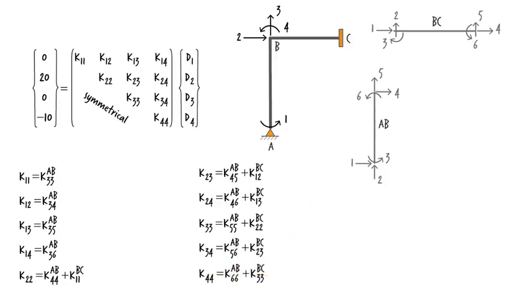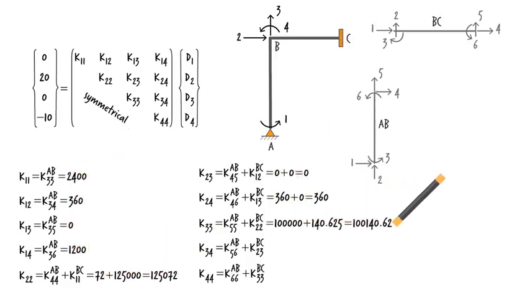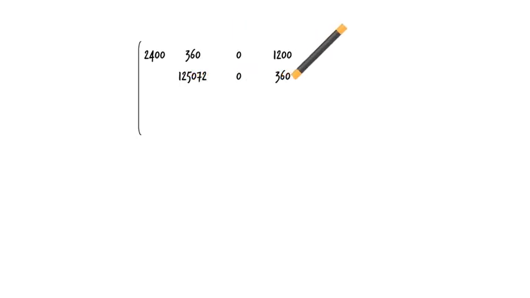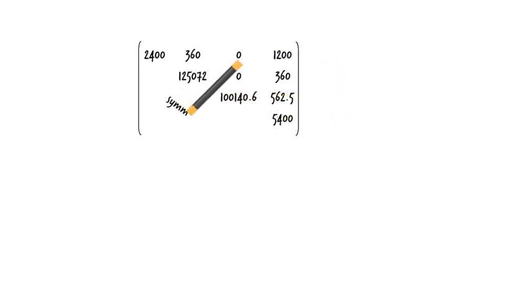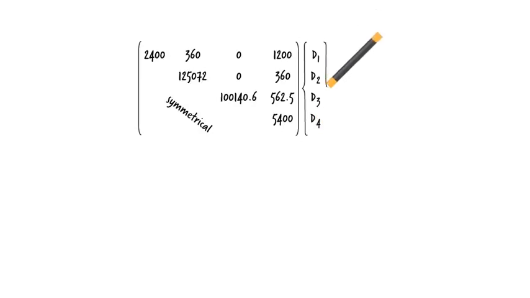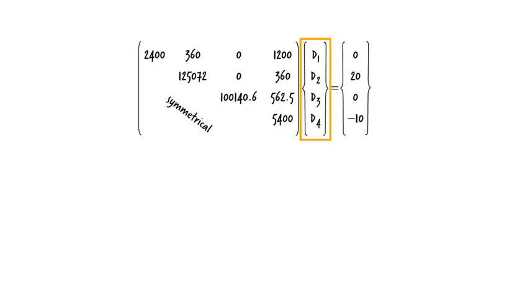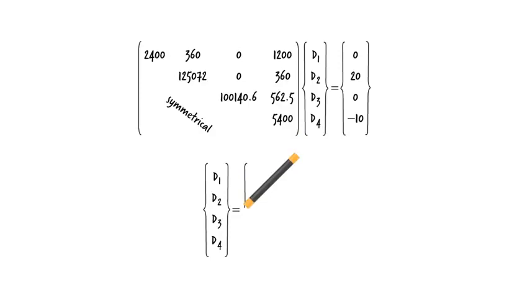Since we already have calculated the coefficients of the member stiffness matrices, we can easily determine the system coefficients. Here they are. So the linear system of equations that we need to solve is this. The unknowns are the degrees of freedom of the structure. Solving the equations, using, say, the Gaussian elimination method, we get these values.